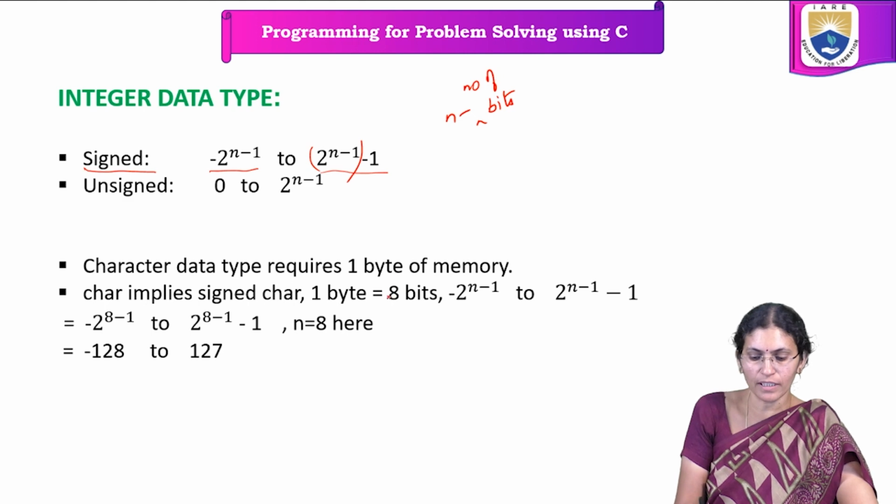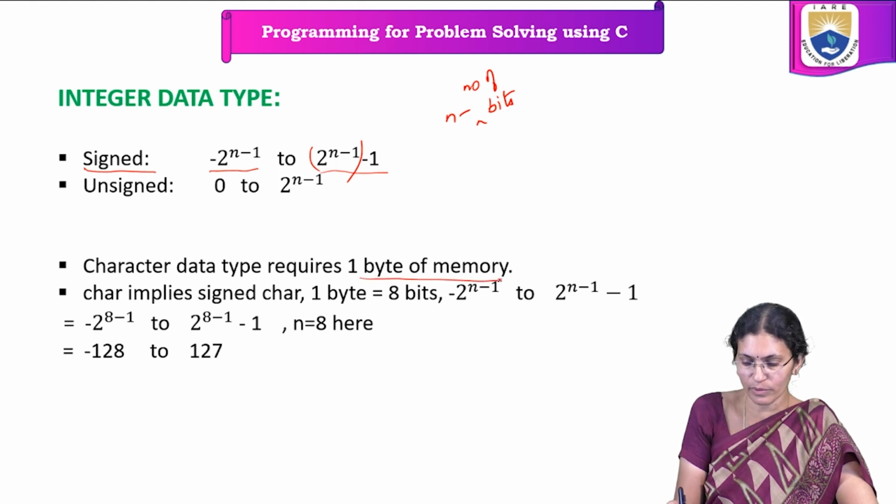The character data type we'll see later on in the next slides. Suppose the character data type takes 1 byte of memory, then we can calculate the range of values by using the fact that 1 byte is equal to 8 bits.